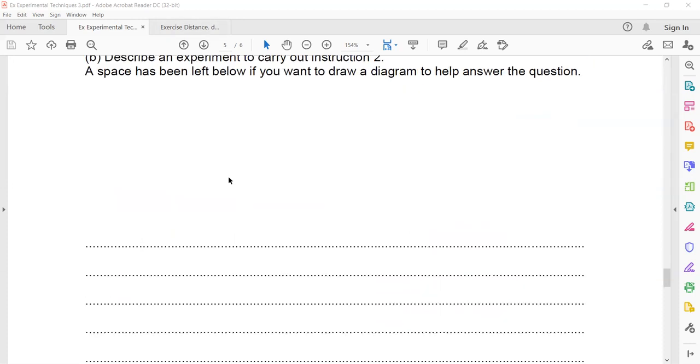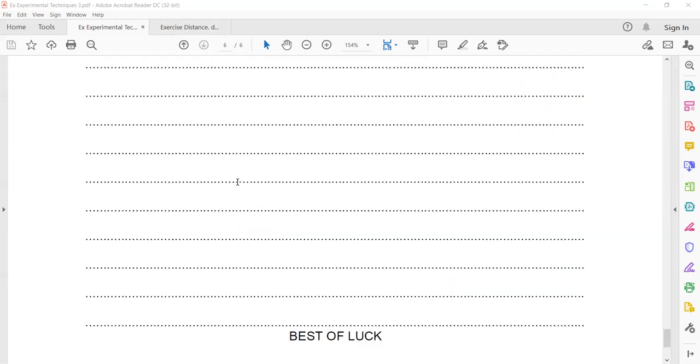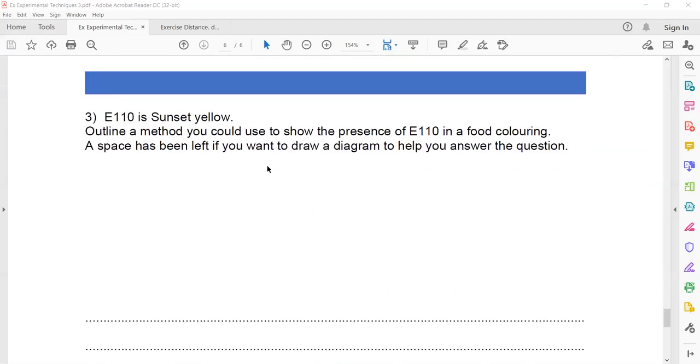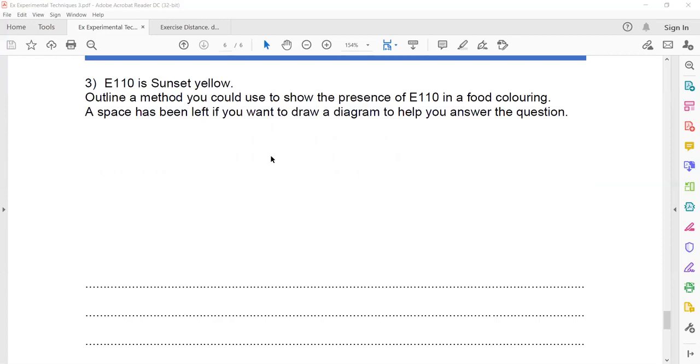And moving on to question 3. So they mention E110 is a sunset yellow. So it's a food color, E110. You can find different types of food color, and these are actually the codes for the food colors. You can find different food colors having different numbering. So E110 is basically a sunset yellow. Outline a method you could use to show the presence of E110 in a food coloring. So there's a food coloring and you want to show that it contains E110. A space has been left if you want to draw a diagram to help you answer the question.